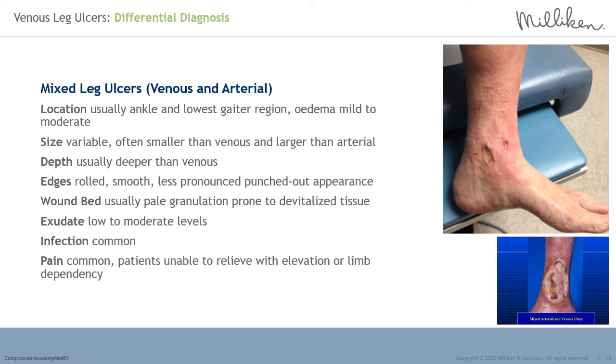Wound fluid levels are lower than with a venous ulcer, usually low to moderate levels, and infection is also common. The patient with mixed disease is unable to relieve their pain with limb elevation or through dangling their limbs over the side of the bed due to arterial and venous involvement.